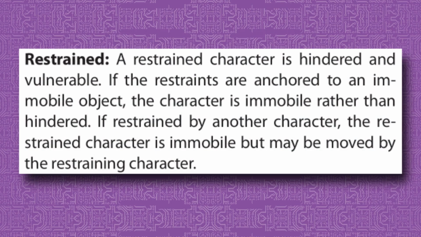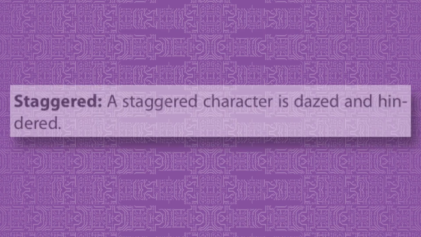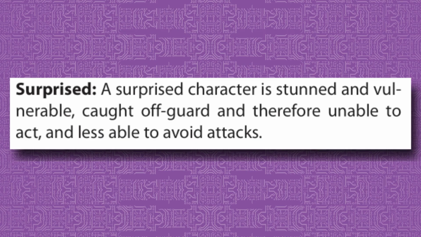Restrained. Restrained characters are hindered and vulnerable. If locked to an immobile object, the character is immobile instead of hindered. If locked to another character, they can be moved by that character. Staggered. A staggered character is merely dazed and hindered. You lose your free move action, and if you still choose to move, it's at half speed. Surprised. A surprised character is stunned and vulnerable. Surprise often happens because of a sneak attack, so you will lose a turn's worth of actions, and you have half your active defenses for that surprise round.